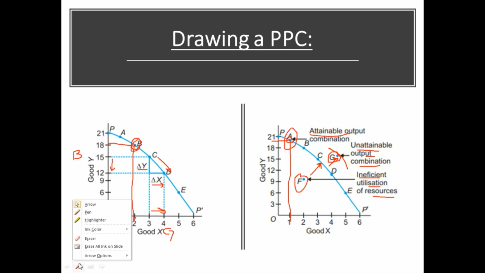because if we have to increase the production of good X, we'll have to decrease the production of Y. So to increase the production of one good, we have to sacrifice the production of some other good. So that's why it's always sloping downwards.